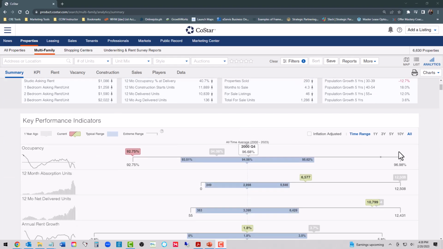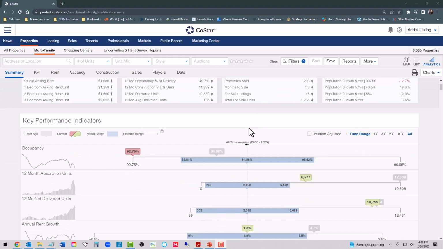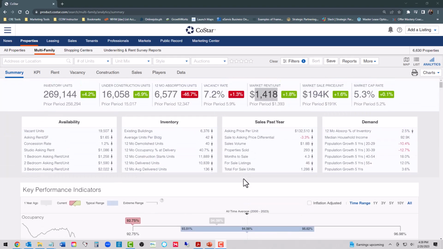If we come down, we can see that the long-term occupancy average was 94.56 over the last 22 years, or 94.5%. And if we look over here, we can see that it is currently at 92.75%, so well below that long-term occupancy average. So it looks like, with construction still happening, absorption slowing, slight rent growth, and below that long-term occupancy average, the Minneapolis, Minnesota market might be one of the first upper Midwest markets that we're seeing that could be in the recession phase. But let's go take a look and see what the data shows us first.